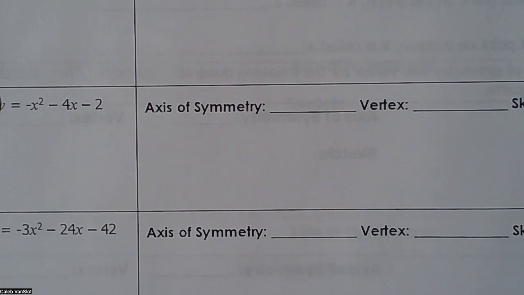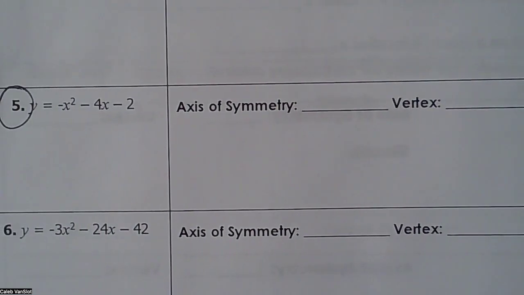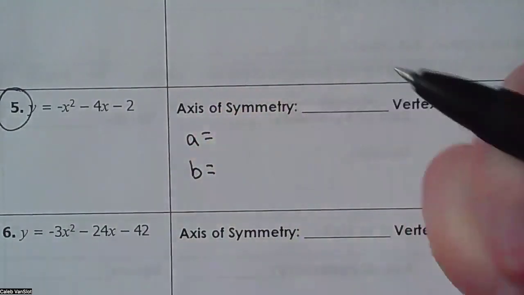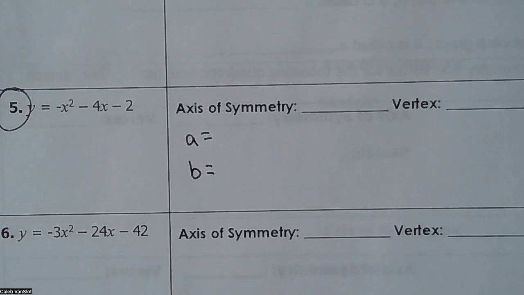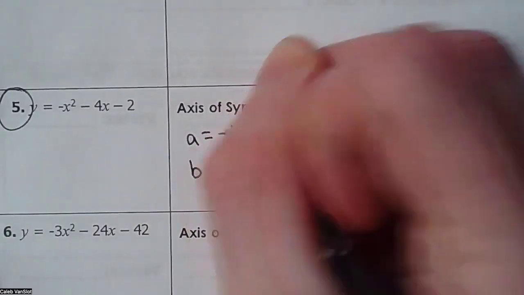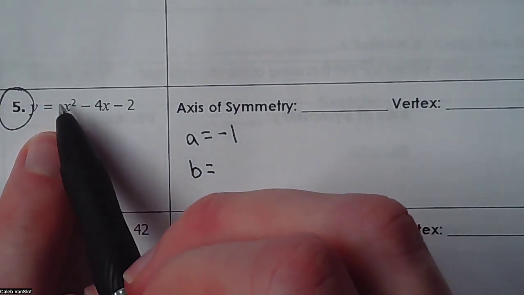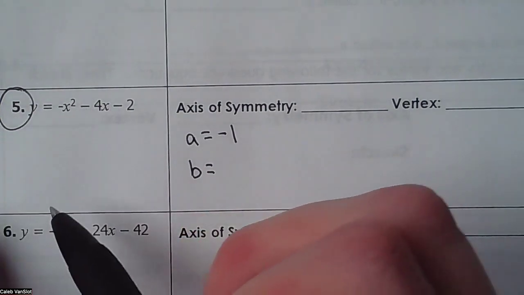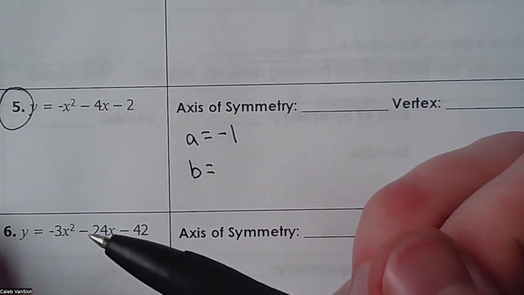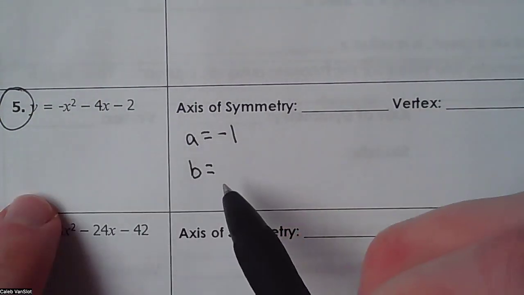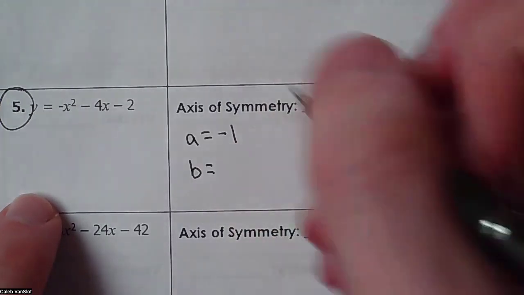Okay. If we take a look at number 5 now, again, let's start by saying what our A and our B values are. You guys, what's our A going to be for this one right here? Yep, we have negative 1 as our A value, right? That's whatever's in front of our x squared. So we've got negative x squared. That's really saying negative 1 x squared, right? Let's make sure we're paying attention. Thank you. Our B value here, we've got a negative 4, right?